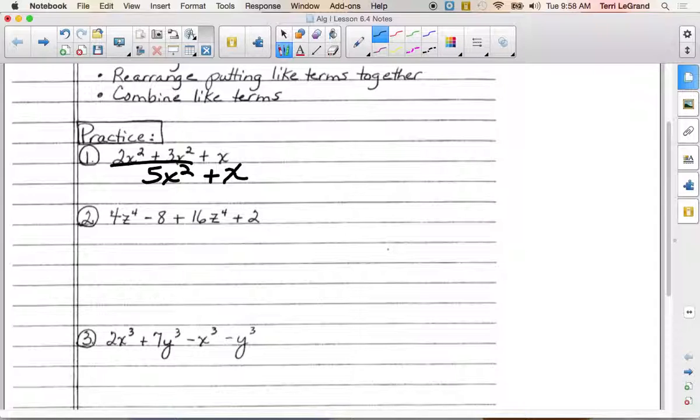Okay, so would this be considered in standard form? A polynomial in standard form? What do you think? Yes. Yeah. What's the leading coefficient then? 5. What's its classification? What's its name? It's a degree 2, so it's quadratic, and it's got 2 terms, so it's a binomial. So this would actually be considered a quadratic binomial.